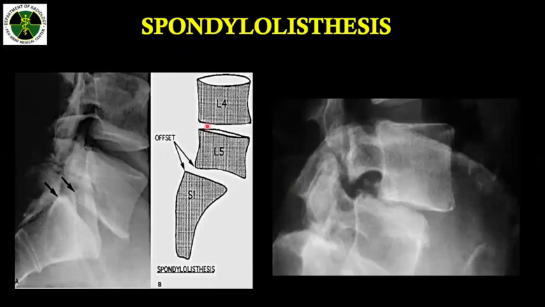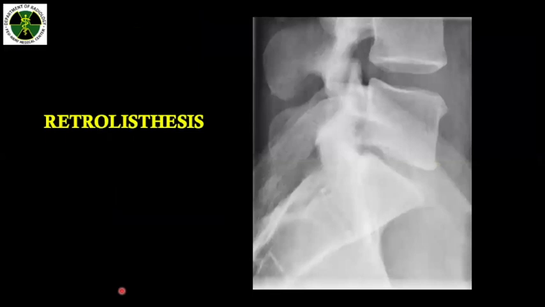Again, anterior spondylolisthesis is this one. There is anterior slippage of L5 over S1, while in retrolisthesis, there is posterior slippage of this one. For this example, it's L5 over S1.